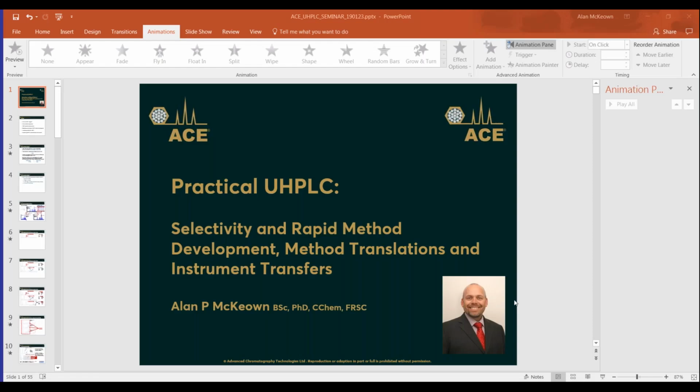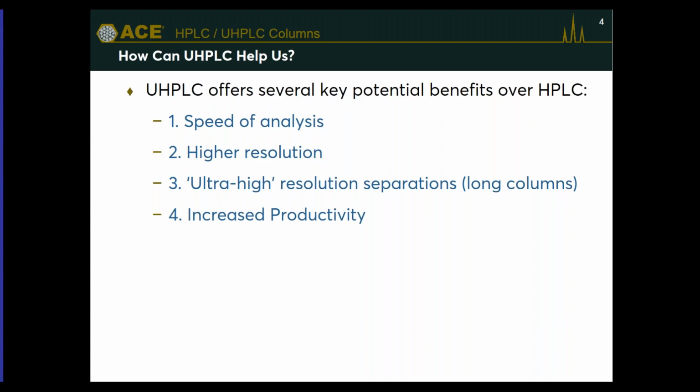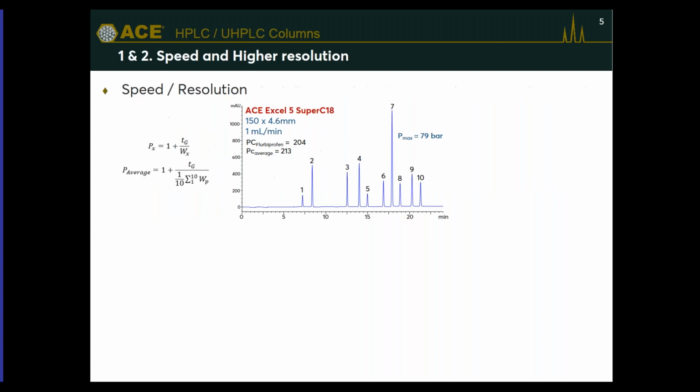Okay then, so if we move on with the webinar, so first of all, I talked about speed of analysis. So if we look here, we can see a very simple gradient separation, HPLC base with 10 components. Now in gradient chromatography, it's more accurate to talk about peak capacity, PC. So you can see the peak capacity values for the average peak capacity across the separation, and also for one of the specific analytes calculated on the chromatogram.